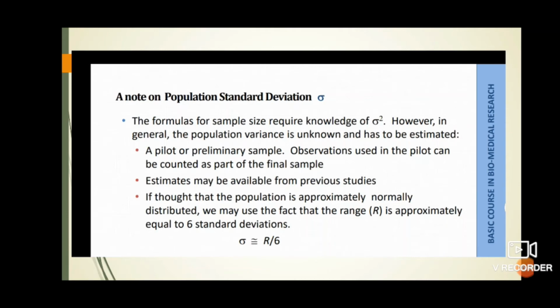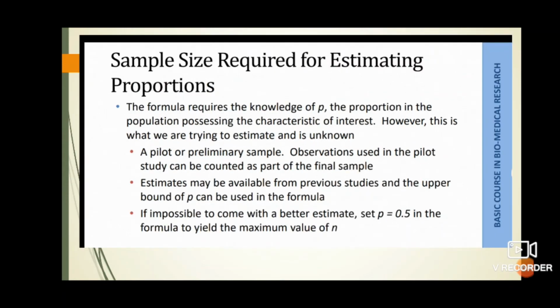Okay, so if the population is approximately normally distributed, for example, we can use that the range is approximately 6 times the standard deviation. So our formula goes: sigma is approximately equal to range divided by 6. Now for calculating a sample size by estimating proportions, we get the same thing as our standard deviation, from either pilot studies or previous studies, or from the formula P equal to 0.5.